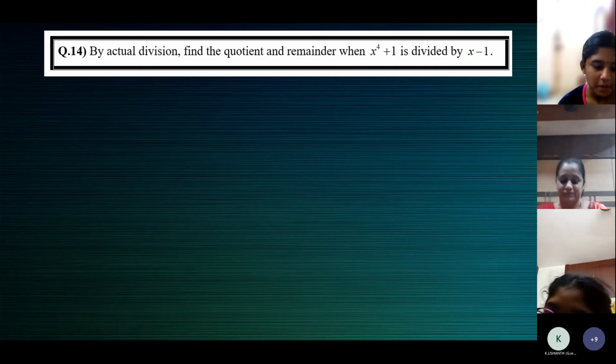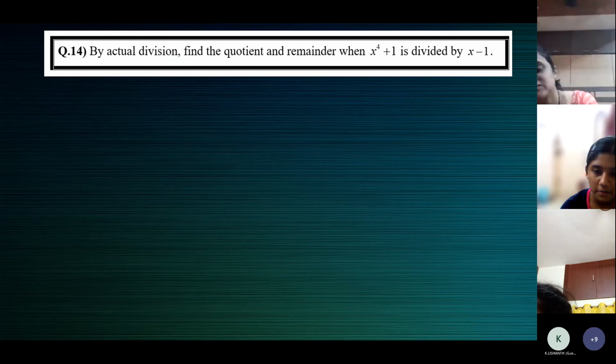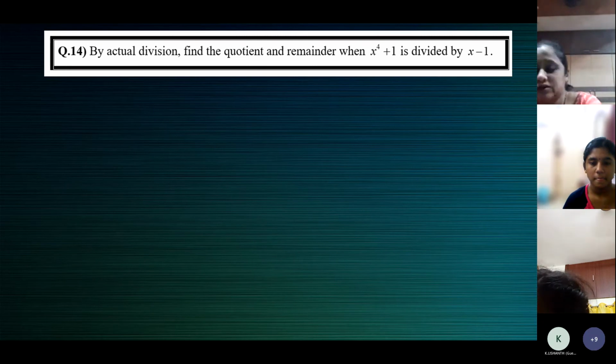Ma'am, is the remainder 1, ma'am? The remainder is 1, is it? Yes, ma'am. What about the quotient? X cube, ma'am. X cube is the quotient. Yes, ma'am. Okay. We'll wait for the others to share their answers.